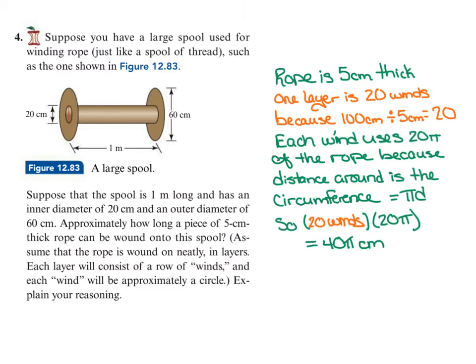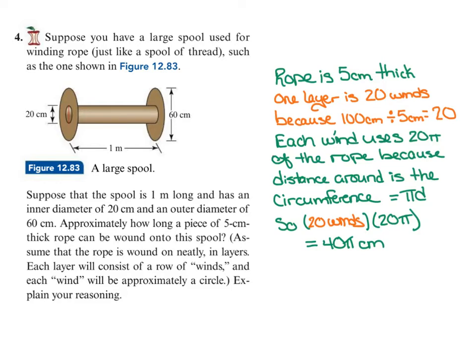Question number 4 is a little bit trickier. Suppose you have a large spool used for winding rope. So you're winding the rope around the spool. Suppose the spool is 1 meter long and has a diameter of 20 centimeters and a total height of 60 centimeters. Well, first thing I notice is I have one in meters and one in centimeters.